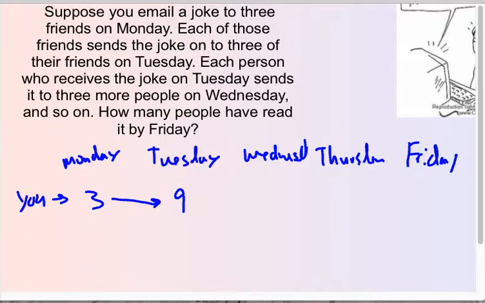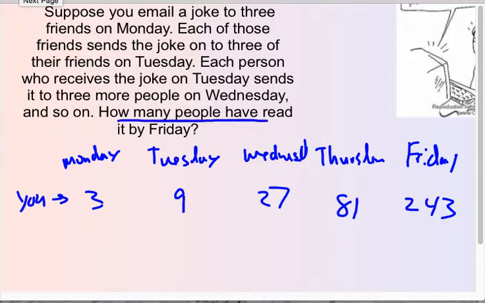Okay. So we're multiplying by 3 because each person sends it to 3 more people. 9 times 3 is 27. 3 times 27 is 81, and finally 81 times 3 is 243. The question is, how many people have read the joke by Friday? Well, Monday 3 people read it, Tuesday 9, and so on and so forth. So basically, we're just adding these all up.